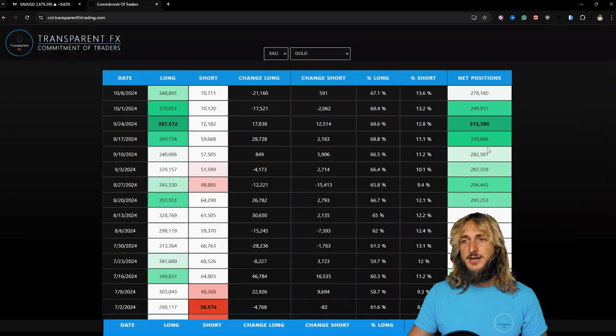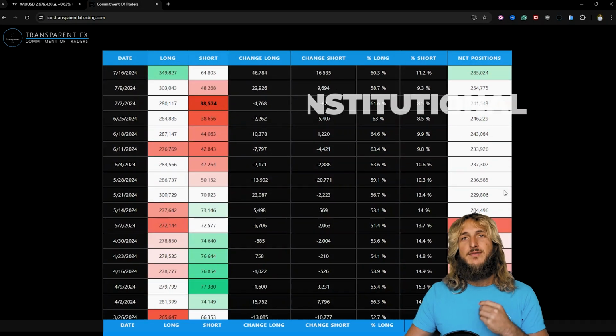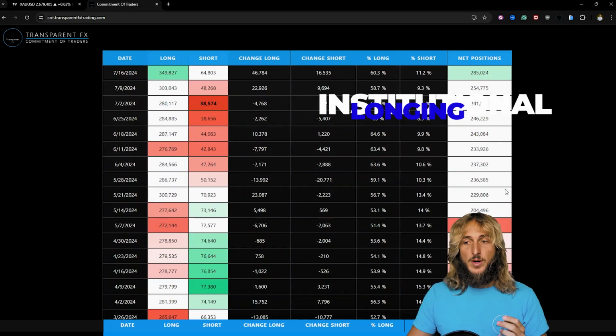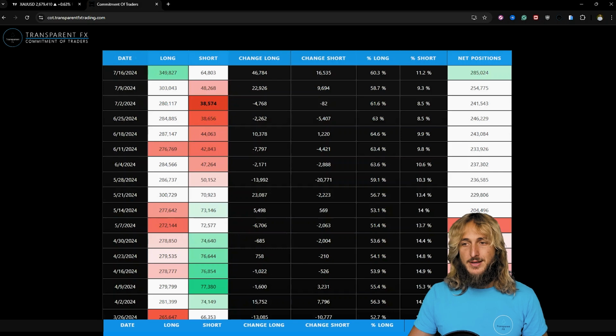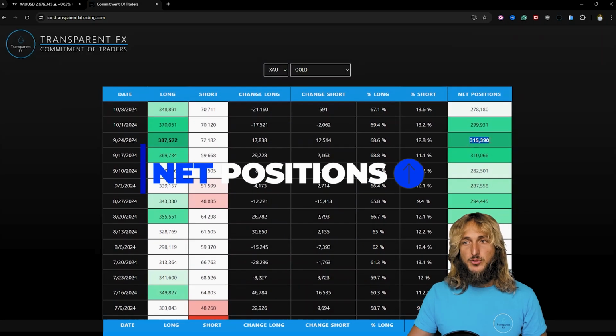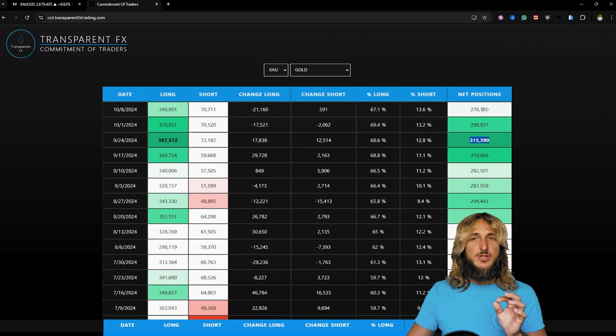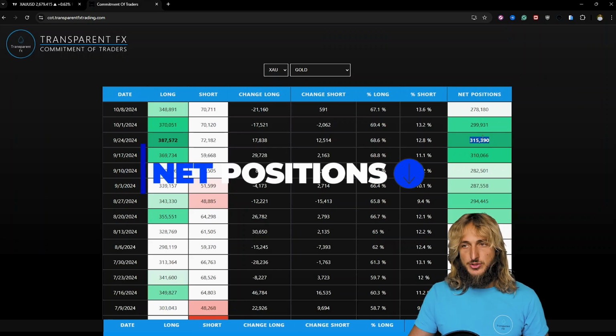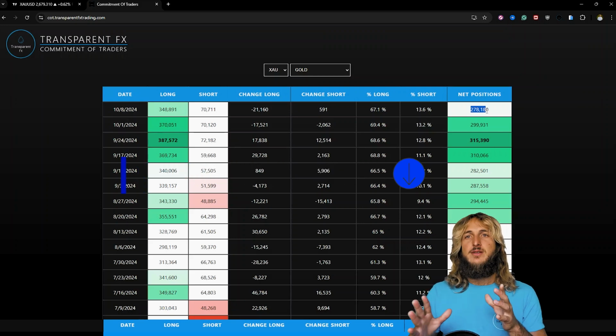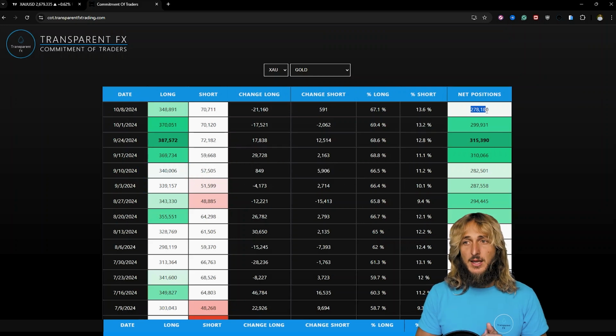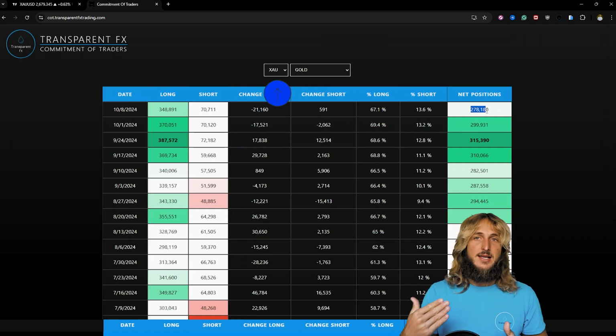Now, what we can see here is that in the long run, institutions have increased their net positioning quite a bit. We went from having 199.5k net positions all the way up to 315.3k net positions. And right now, we're starting to see once again a decrease of net positions from 315k down to 278k. Now, this is the first time in quite a long time that we're starting to see once again net positions getting decreased, meaning that institutions are once again expecting gold to be a bit weaker in the short term.